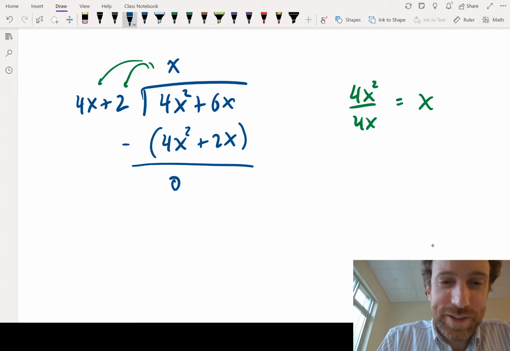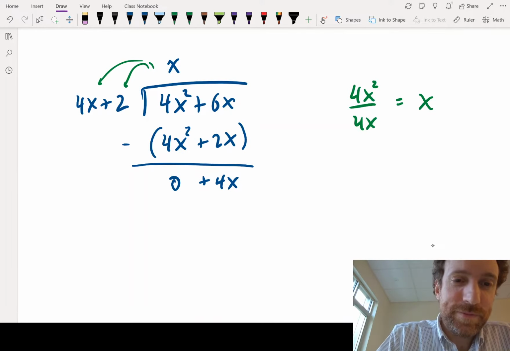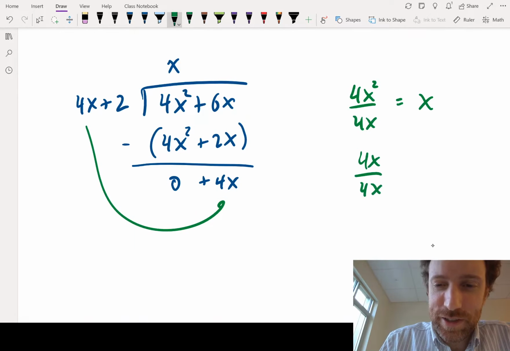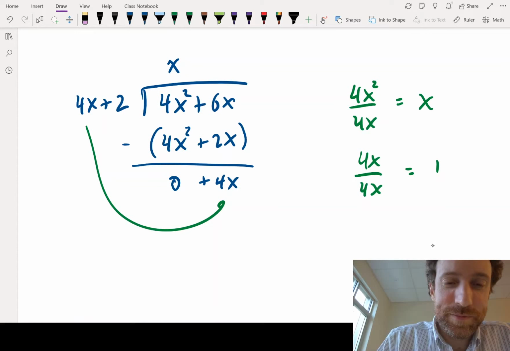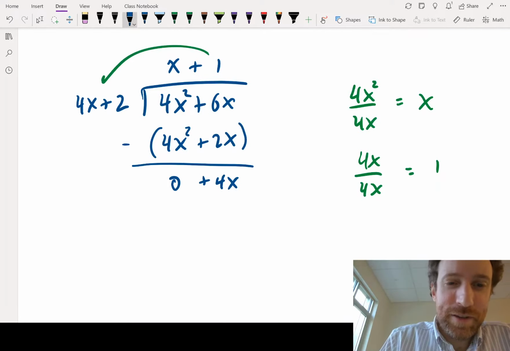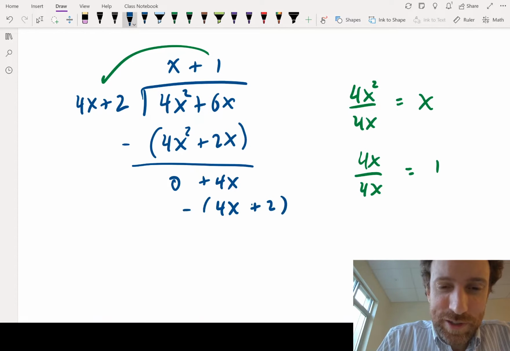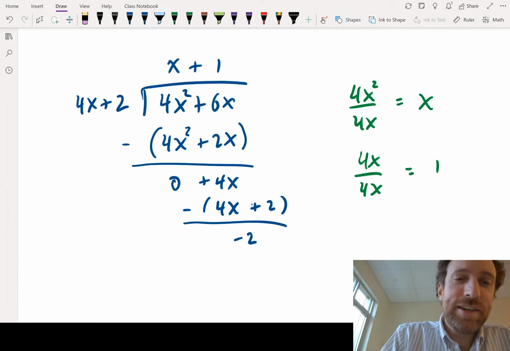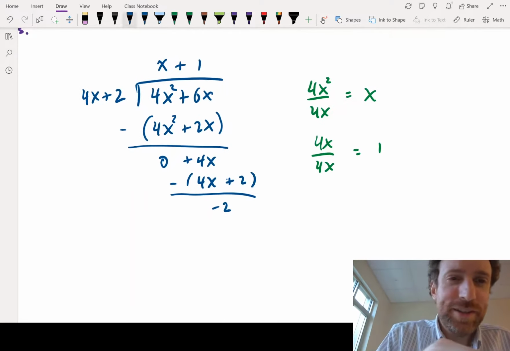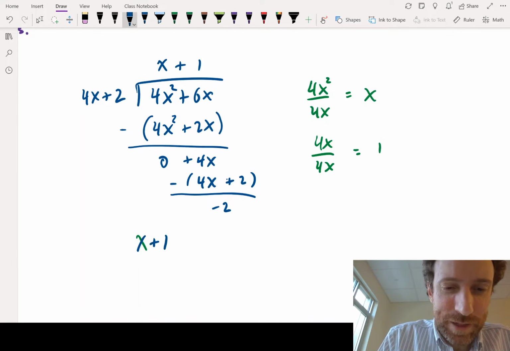4x squared minus 4x squared is 0. 6x minus 2x is 4x. Now we say how many times does 4x go into 4x, and that of course is 1. So we put plus 1. Now we multiply. 4x times 1 is 4x, and 1 times 2 is 2. In parentheses, subtract, negative 2, and we're done because 4x does not go into negative 2. So our answer is x plus 1 with a remainder of negative 2, which is still divided by 4x plus 2.